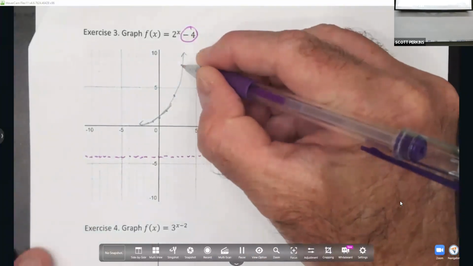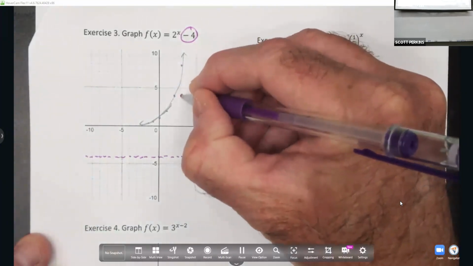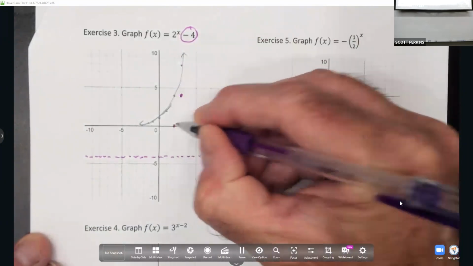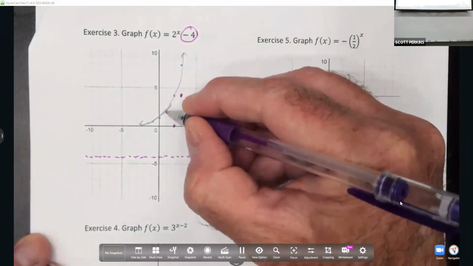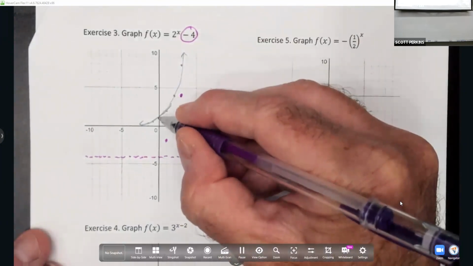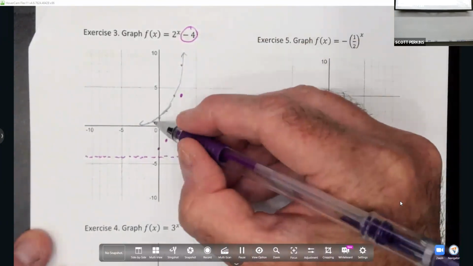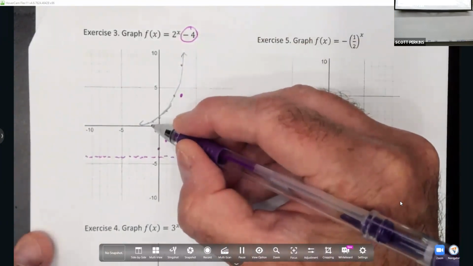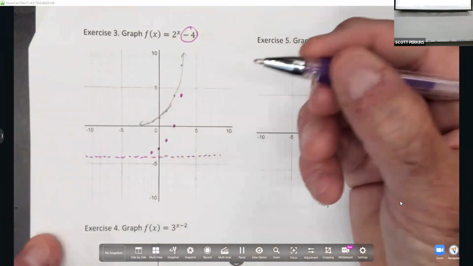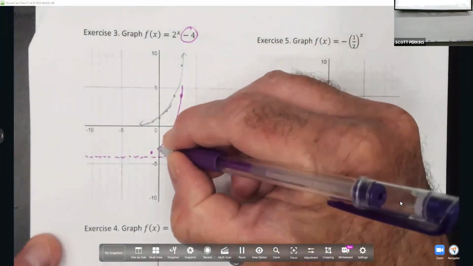And now I'm just going to drop all of these points down 4. So my rightmost point, which has a y value of 8, when I descend 4, goes to 4. The next one, which has a y value of 4, goes to 0. The next one, a y value of 2, goes down to -2. The next one, a y value of 1, goes down to -3. And last but not least, this point, which has a y value of 1/2, goes down to -3.5. And there's my points. So purple is the answer to this problem.